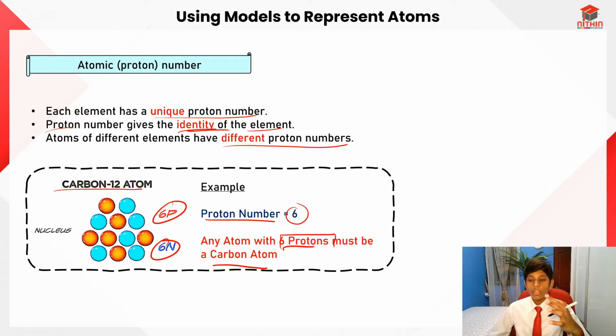Okay, so let's just take an example here. If the carbon atom has 6 protons, how many electrons must it have? It must have 6 electrons as well. Okay, so let's move on.